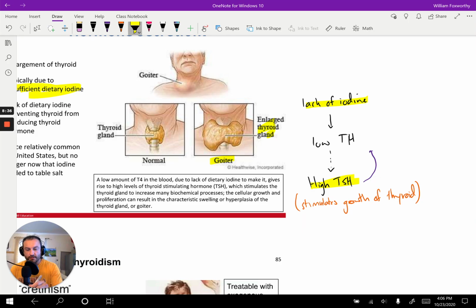In addition to stimulating production of this hormone, it's going to stimulate the cells that produce that hormone in an attempt to raise your thyroid hormone levels, and that is going to cause growth of the thyroid gland.